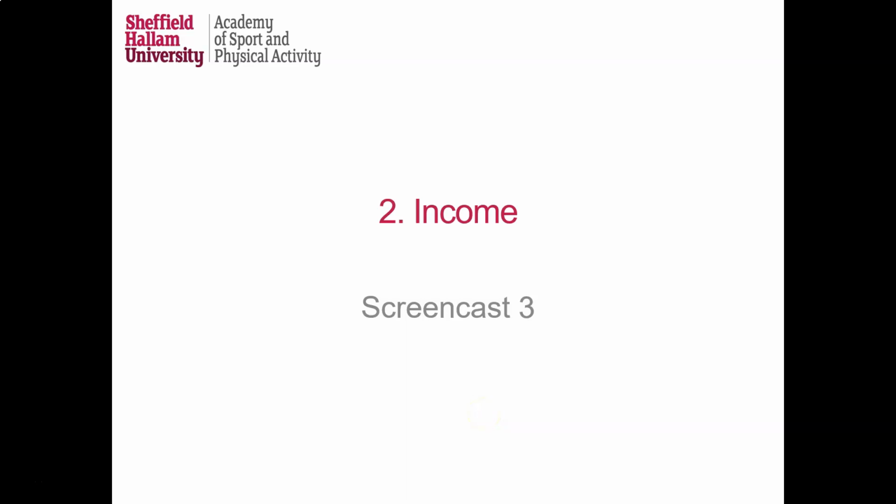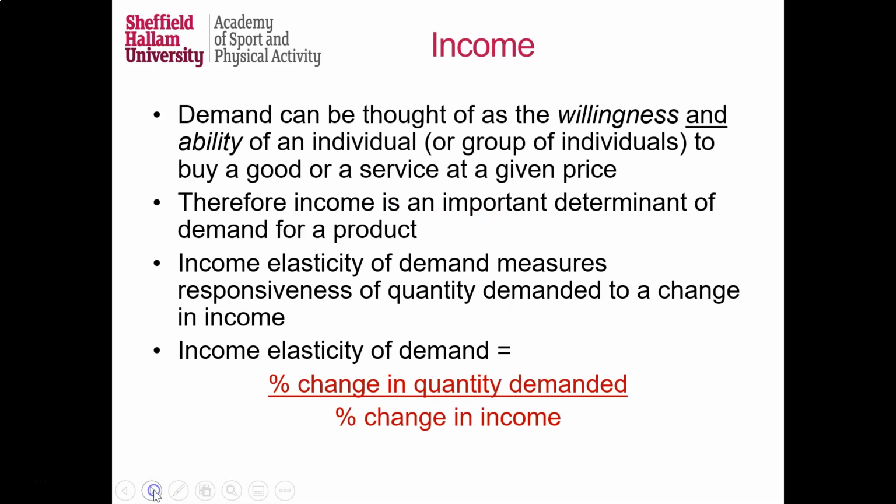In Screencast 3, we're going to consider the second of our determinants of demand, which is income. And in thinking about income, we need to just remember our simple definition of demand, which is demand can be thought of as the willingness and the ability of an individual or group of individuals to buy a good or a service at a given price.